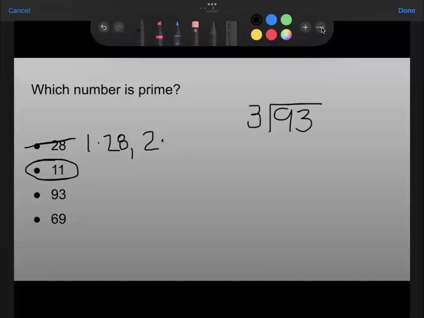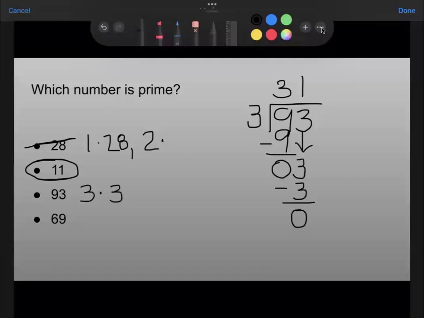So 3 fits into 9 3 times. So many threes. 3 times 3 is 9. When I subtract that, I get 0 left over. If I bring down the 3, 3 fits into 3, 1. 1 times 3 is 3. And I have 0 left over. So that tells me that 3 times 31 gets me 93, which makes it not a prime number. So I'm going to go ahead and cross that off.